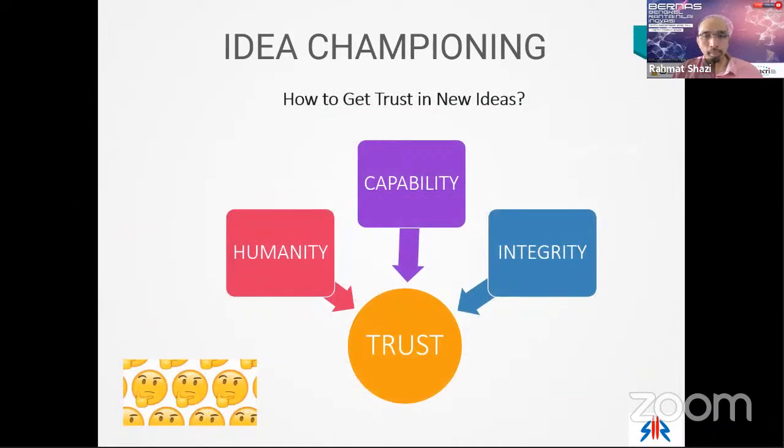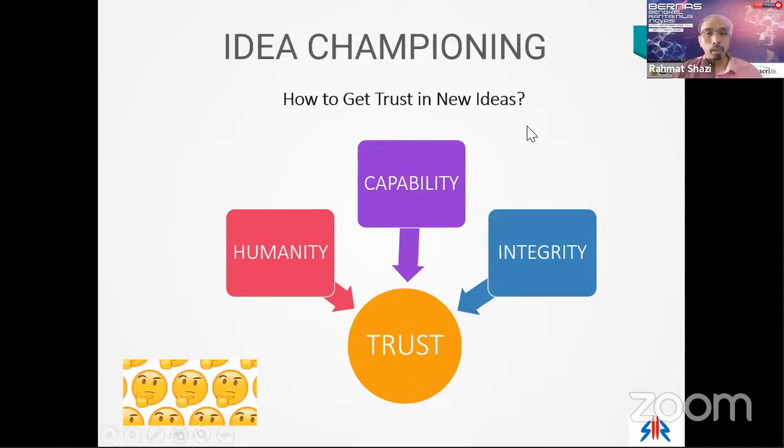Can now everyone see the slide changing? To how to get trust? Anyone can confirm with me? So I'm getting some messages here that it's not clear. Can you confirm? Okay, visible, Razik, thank you.